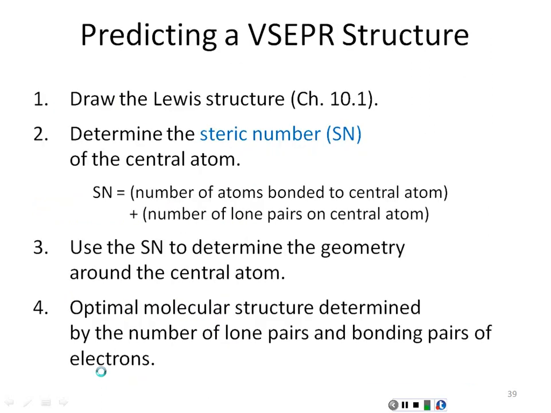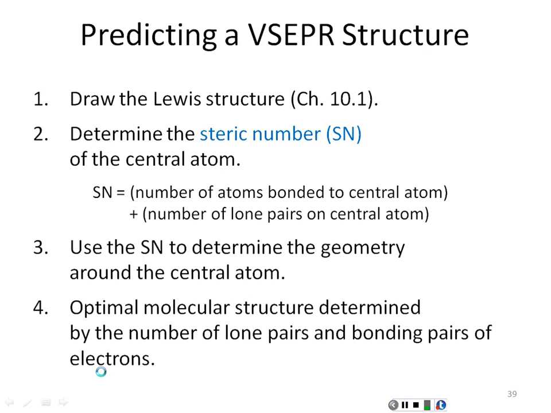So what are the steps in predicting a VSEPR structure? The first step is to draw the Lewis structure. And that's why it was important that we went through how to draw Lewis structures. It's important that you really be comfortable drawing Lewis structures, because to answer any VSEPR question, you're first going to have to draw a Lewis structure.